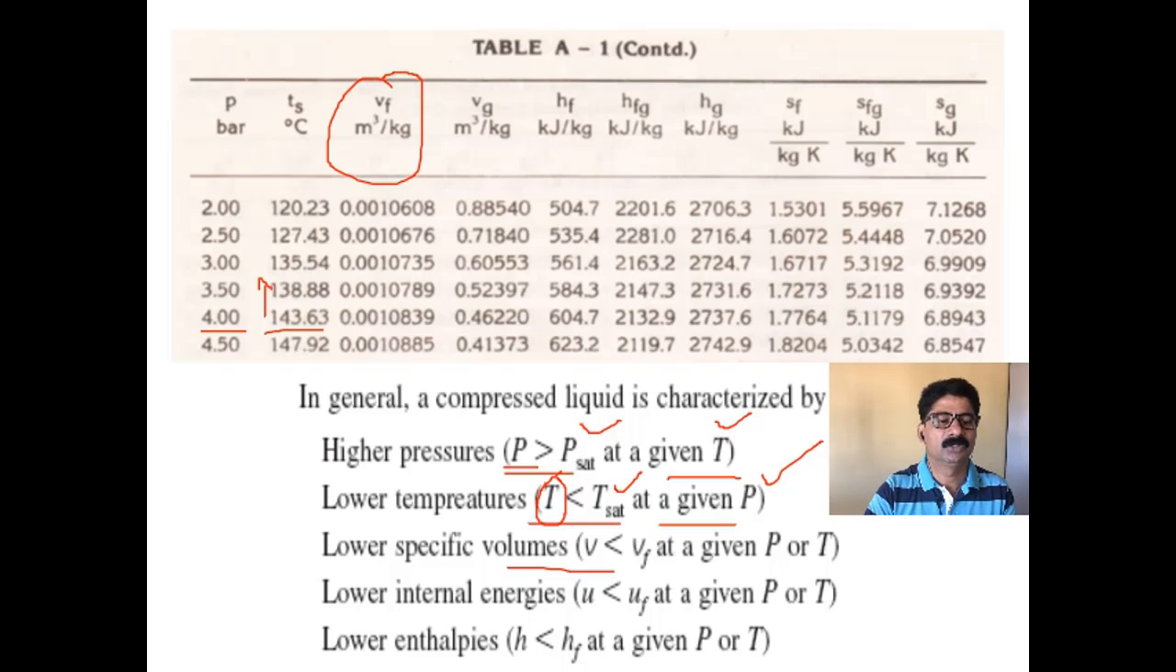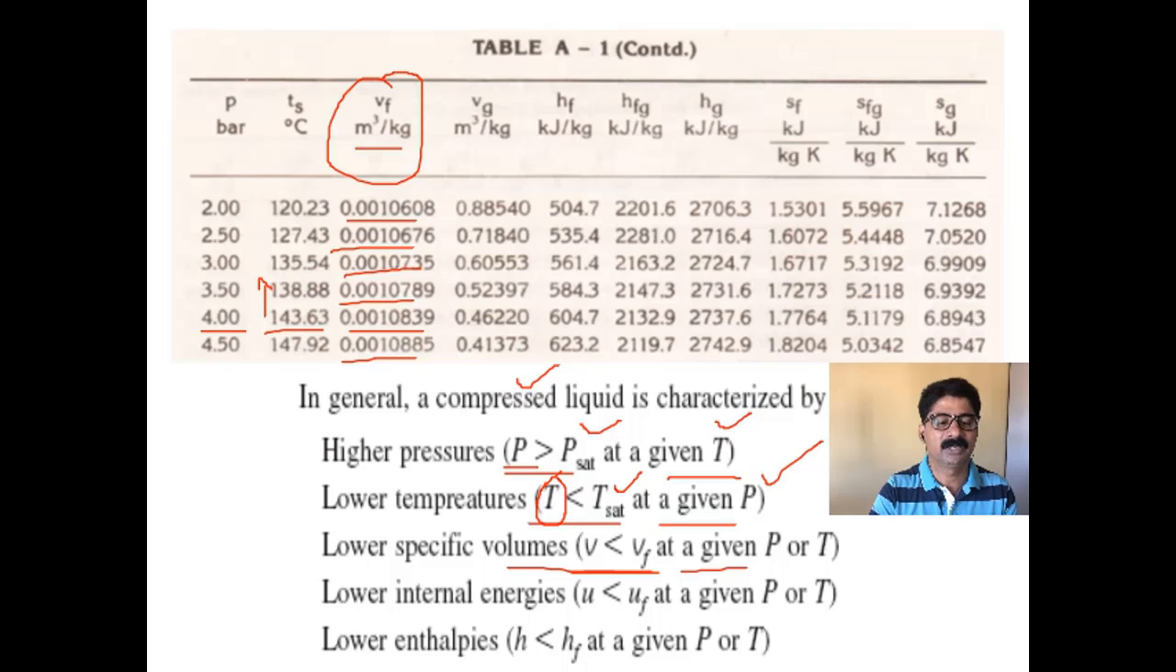So these are the specific volumes. Specific volume means meter cube per kg, the volume occupied by 1 kg of the liquid water. Because it is a saturated liquid, it is in the liquid phase. These volume values indicate that if this is reached, the liquid is a saturated liquid. If it is not reached, that means if the given specific volume is less than these values, then as mentioned here, it is called a compressed liquid. So v should be less than vf at a given pressure or temperature.